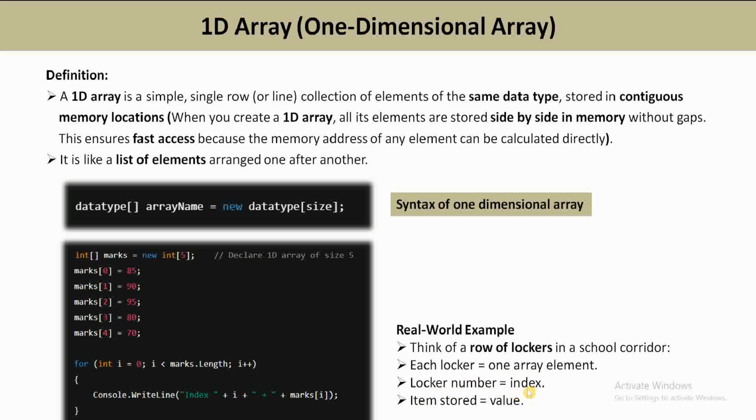One locker means one index. An item stored is equal to one value. We can store one value in that one item. So here is the thing: one locker means one array element, locker number is equal to one index, item stored is equal to one value. So this is an example of a one dimensional array. Now we can look at this in Visual Studio.